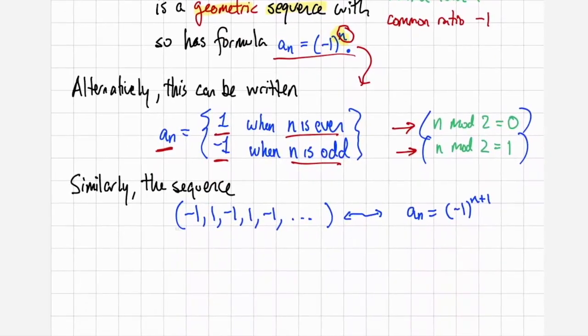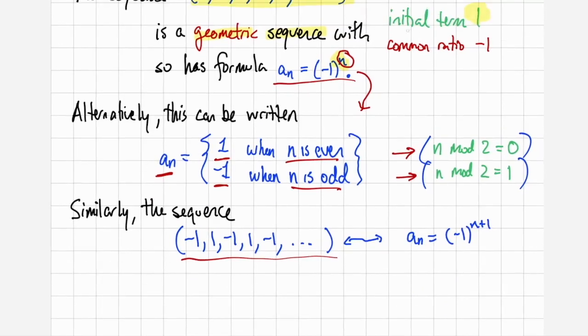Similarly, if you had this sequence that started off with negative 1 and alternated negative 1, positive 1, negative 1, positive 1, negative 1, etc., your initial term isn't 1, it's negative 1, and you get this expression. A sub n is equal to negative 1 to the n plus 1.